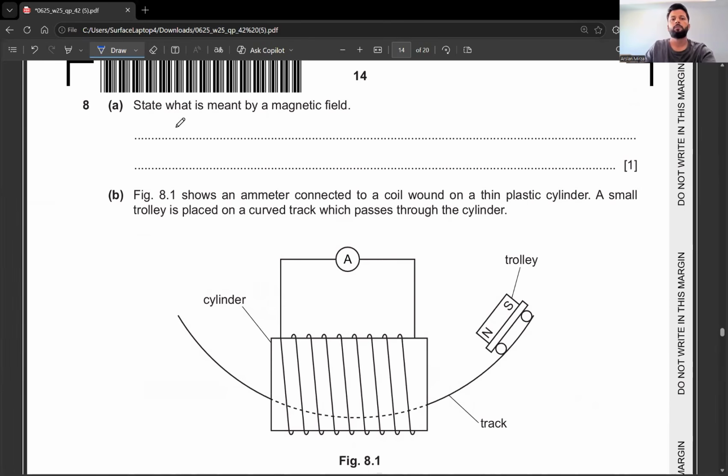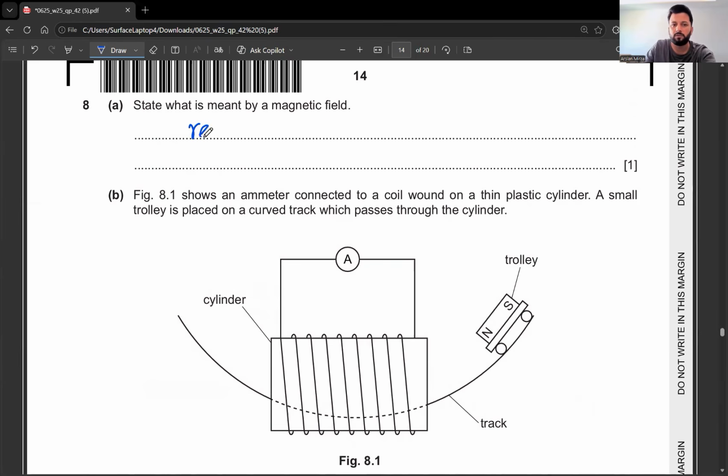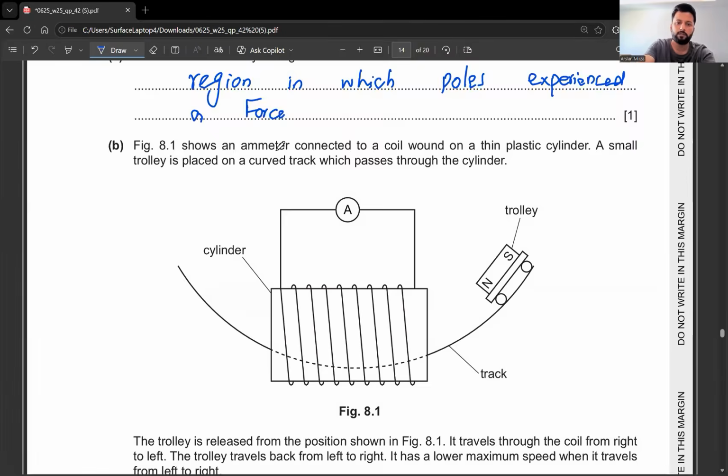Question number 8. State what is meant by magnetic field. So what is magnetic field? Field means region. Whether it's electric field or magnetic field, you always start with region. Region or space in which the poles of the magnet, North Pole and South Pole, experience a force. That region is called magnetic field.